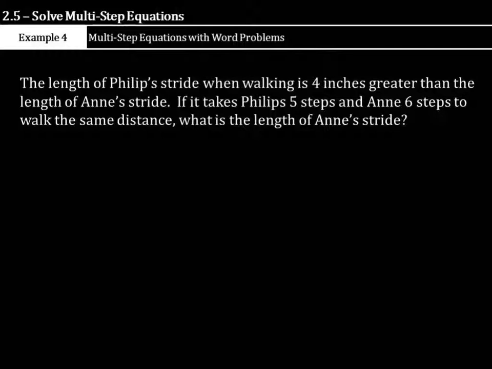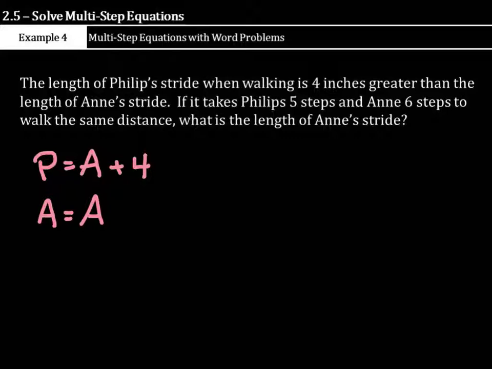Now let's look at solving a multi-step equation with a word problem. The length of Philip's stride when walking is 4 inches greater than the length of Anne's stride. If it takes Philip 5 steps and Anne 6 steps to walk the same distance, what is the length of Anne's stride? Let's set up variables for each person here. Let's call Philip P. Well, Philip's is Anne's stride plus 4 inches. Well, then Anne's stride is just Anne.